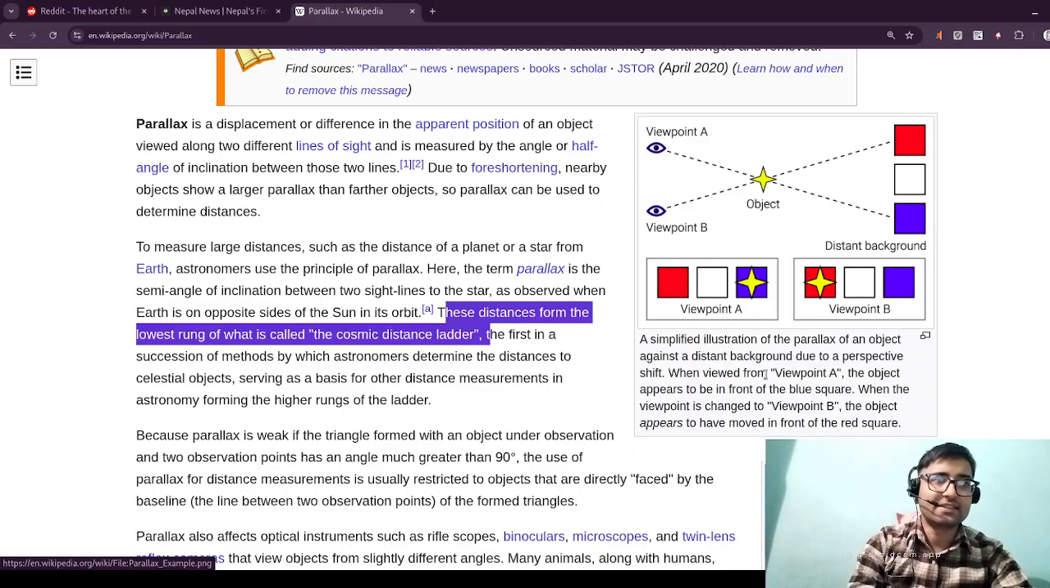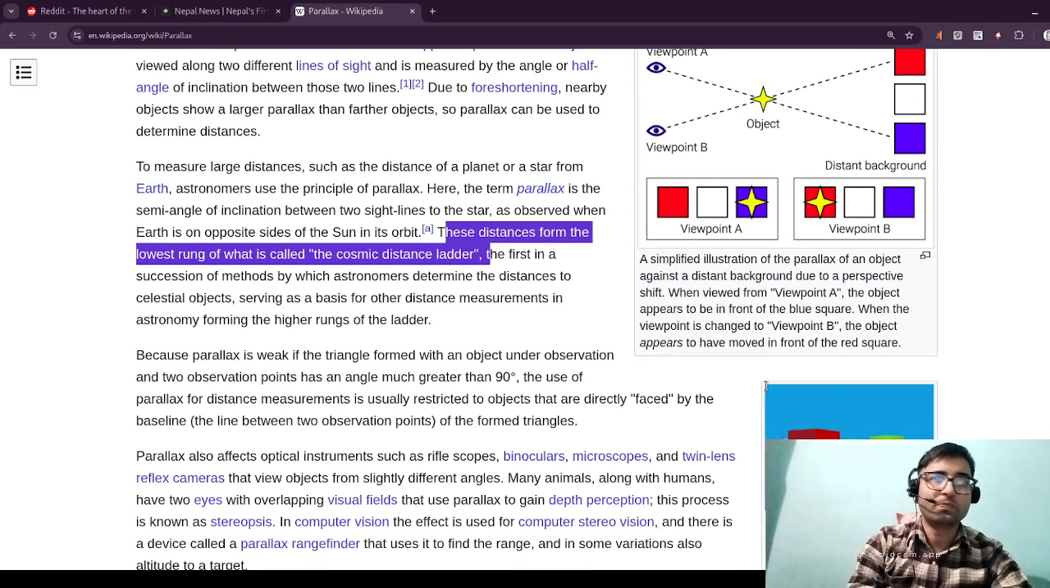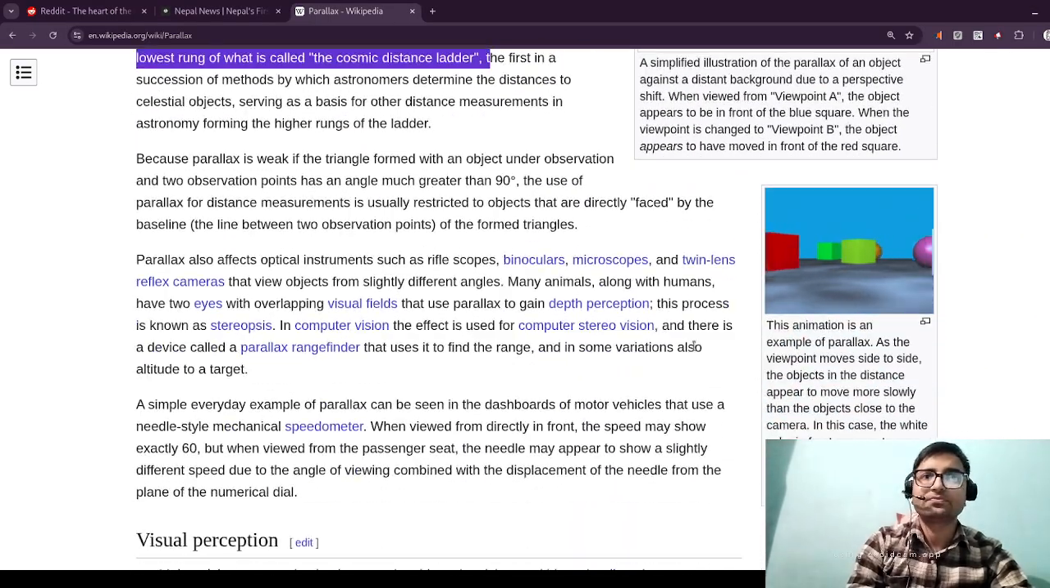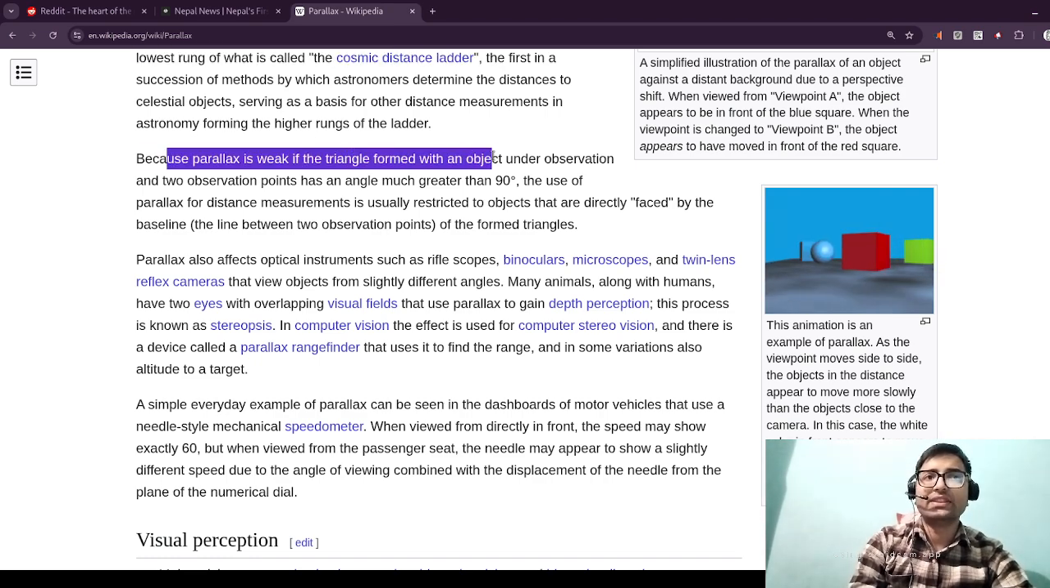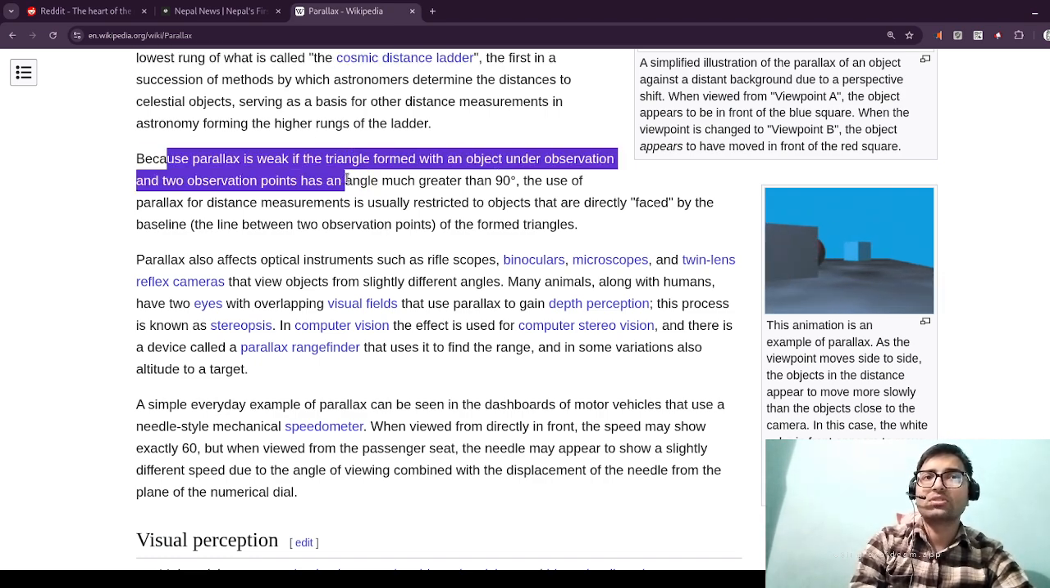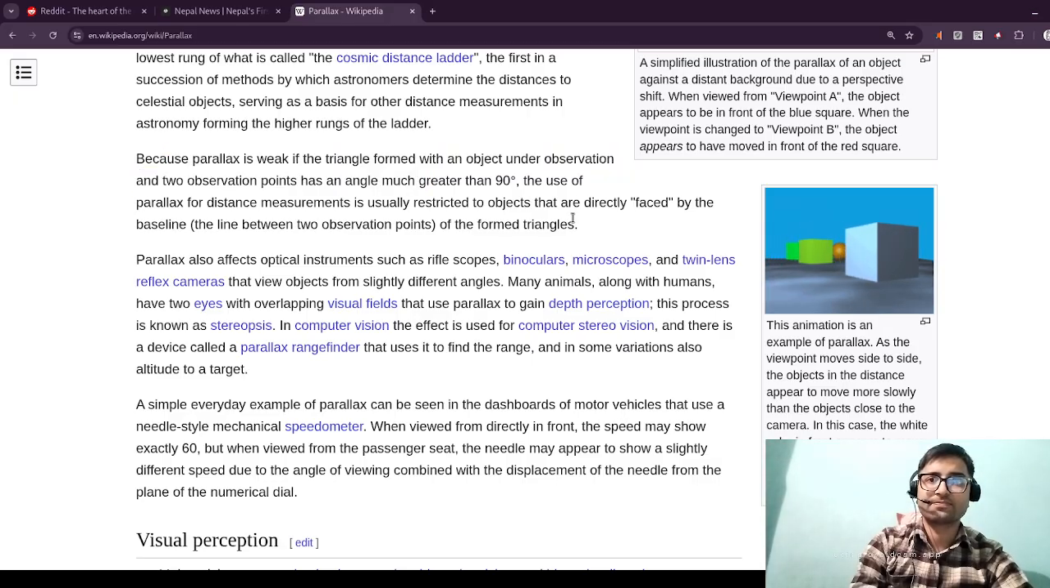I think that is it. Let's read more. Parallax is weak if the triangle formed with the object under observation and the two observation points has an angle much greater than 90 degrees. The use of parallax for distance measurement is usually restricted to objects that are directly faced by the baseline, the line between the two observation points of the formed triangle.